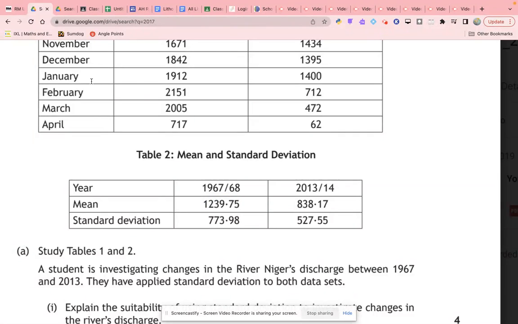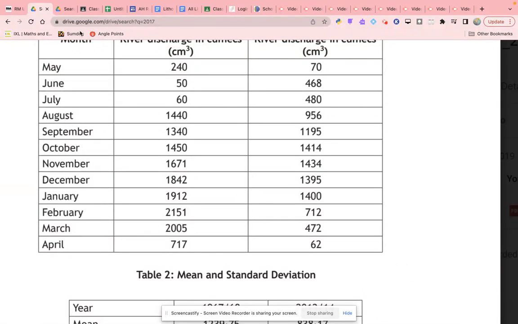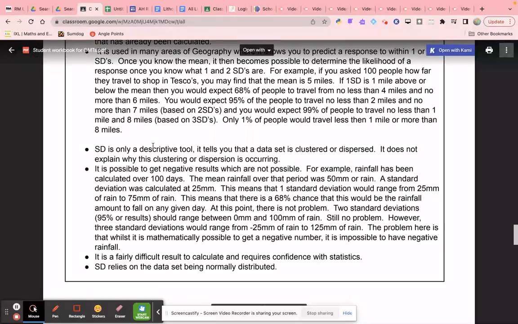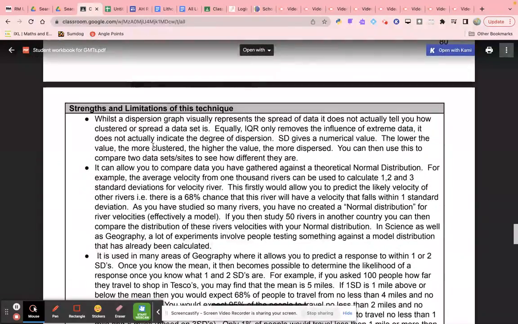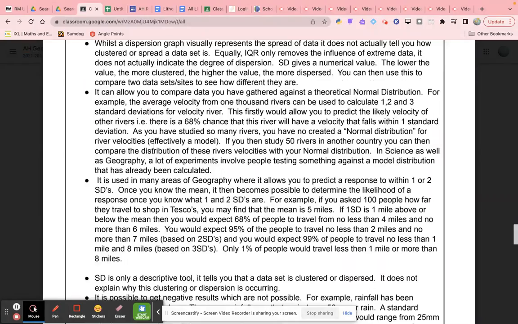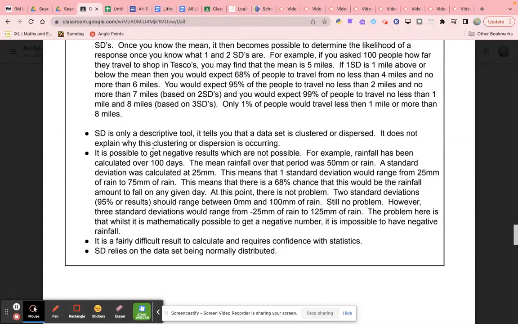Okay, so that is the suitability. You can use any of those ideas. Those are how you apply ideas directly to a data set that you're given in the exam. Or you could have a look at a more general reason from the main worksheet about how standard deviation can be used and why it is a good tool or maybe not such a good tool.